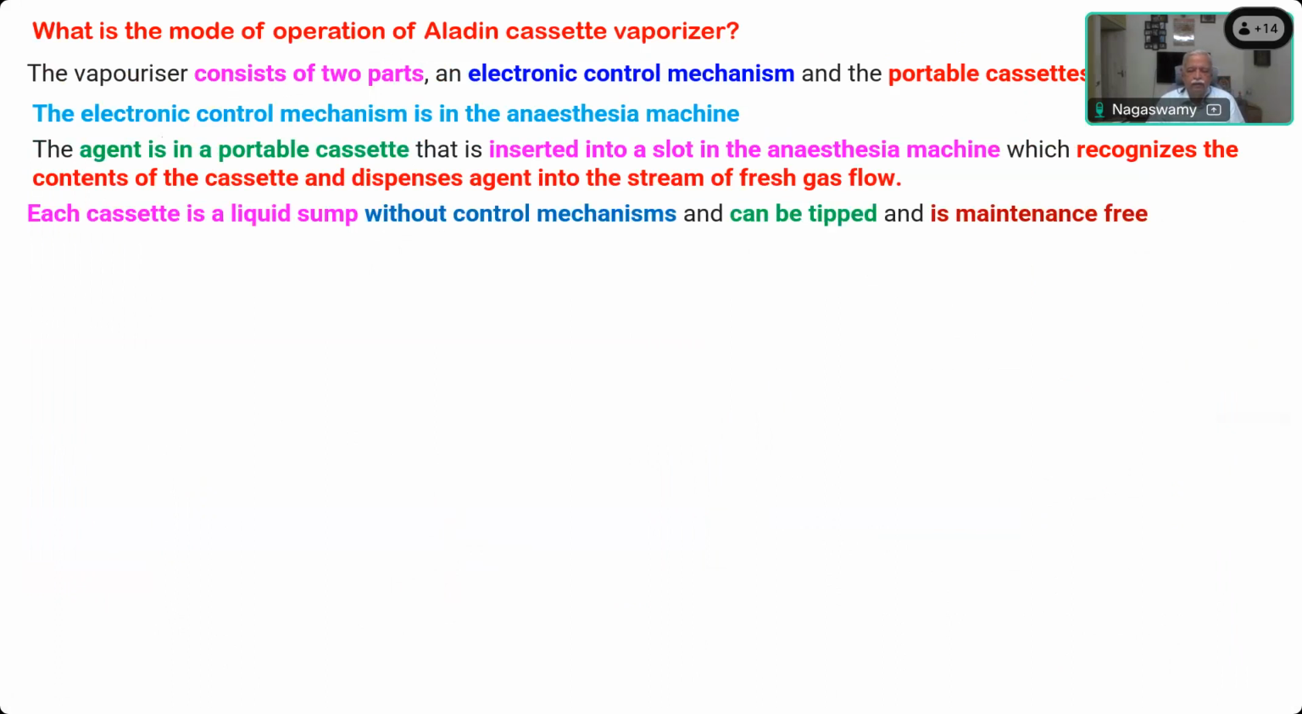So part of the gases, depending upon the dial setting, will come into the vaporizing chamber, pick up the vapor and go. So each cassette is a liquid sump without a control mechanism, and it can be tipped easily, so nothing will happen.